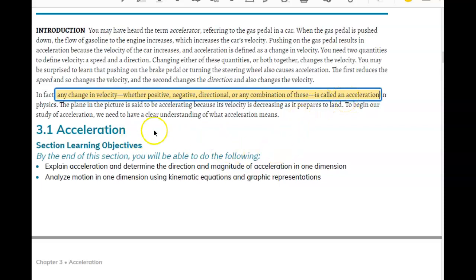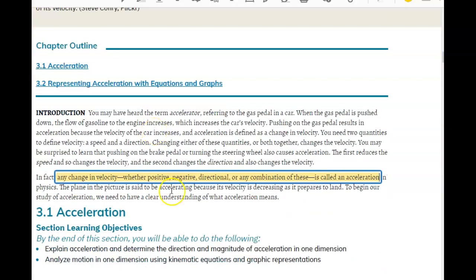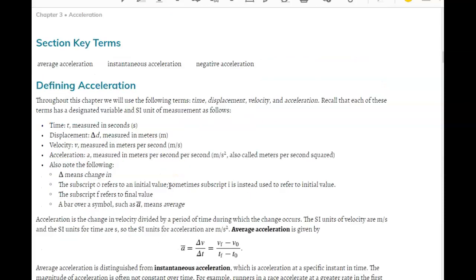So the plane in the picture in the beginning, flying over St. Martin, is said to be accelerating because its velocity is decreasing. So you can say it decelerates, but it's still part of acceleration. So what does that mean? If we're looking at it in terms of equations, we just said it was a change in velocity.